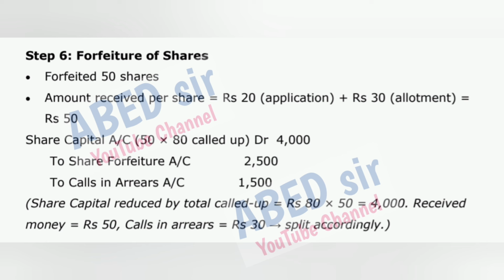Step 6. Forfeiture of shares. Forfeited 50 shares. Amount received per share is equal to 20 rupees application plus 30 rupees allotment is equal to 50 rupees. Share capital A/c, 50 times 80 called up, Dr 4,000. To share forfeiture A/c 2,500. To calls in arrears A/c 1,500.